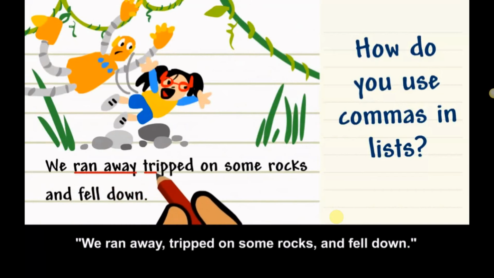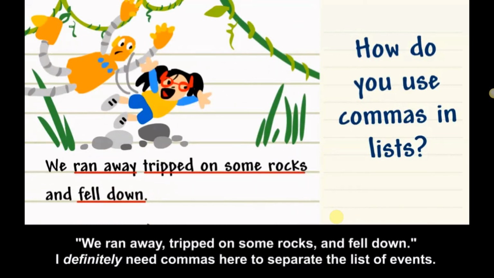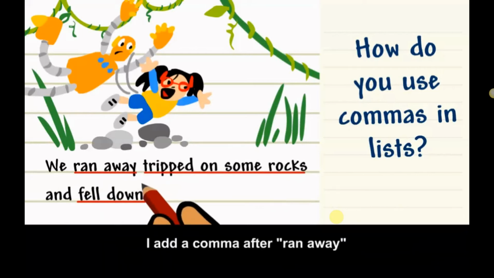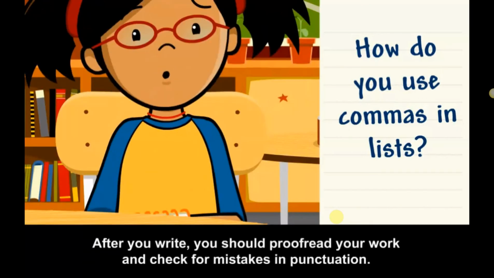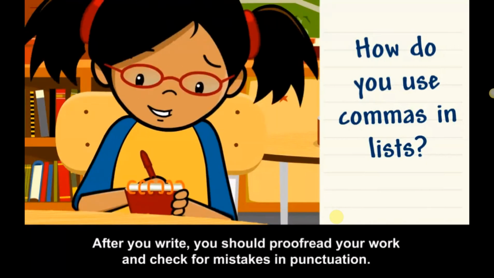We ran away, tripped on some rocks, and fell down. I definitely need commas here to separate the list of events. I add a comma after ran away and after the phrase tripped on some rocks. After you write, you should proofread your work and check for mistakes in punctuation.